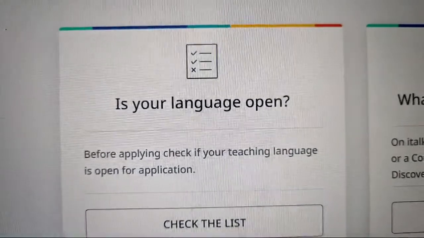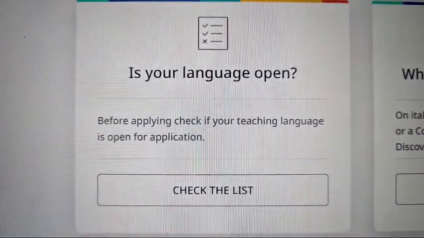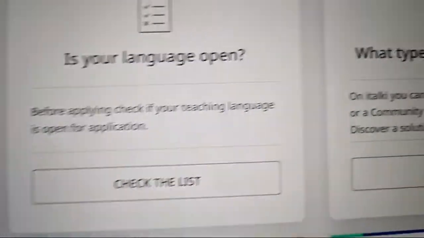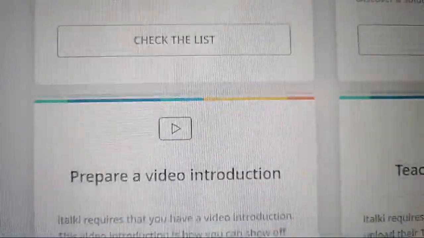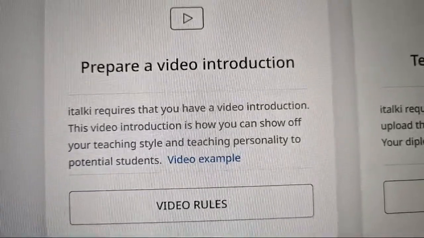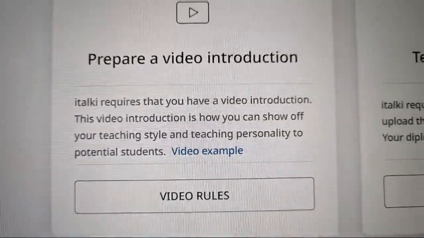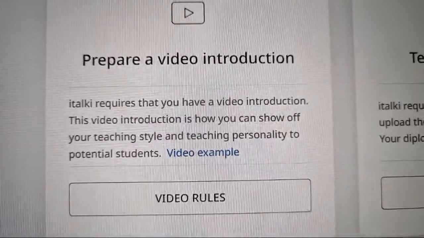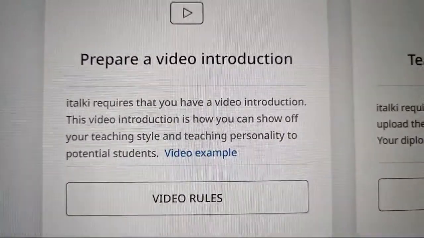Now this is what I was talking about: is your language open? Before applying, check if your teaching language is open for application. We'll go to that in a bit. Then there's a video introduction. Italki requires that you have a video introduction. This video introduction is how you can show off your teaching style and teaching personality to potential students.